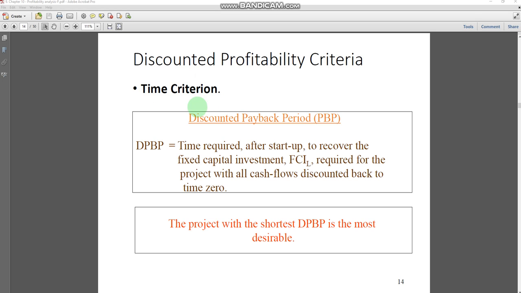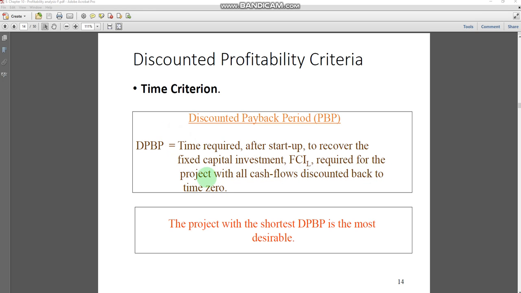The first criterion that we will see here is the time criterion, and in this criterion we will try to calculate the discounted payback period. So what is a discounted payback period? It is the time required after the startup to recover the fixed capital investment, FCIL, required for the project, with all cash flows discounted back to time zero.